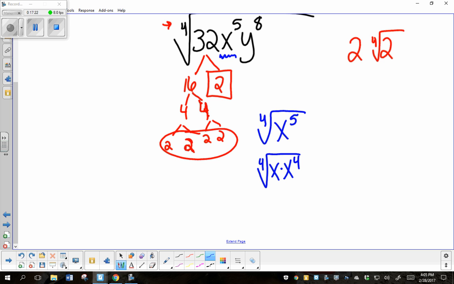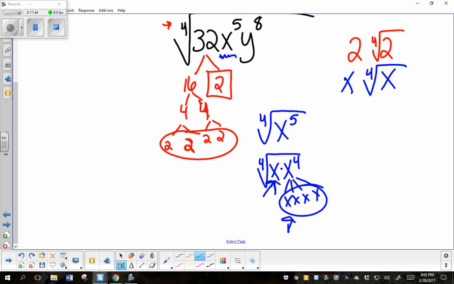So that means that this first x is going to have to stay in, but this is a group of 4 x's. 1, 2, 3, 4. X to the 4th is x times x times x times x. That gets to come out. So 1 x gets to come out from that. 1 x has to stay in from right there. So an x is going to come out, and an x is going to stay in.